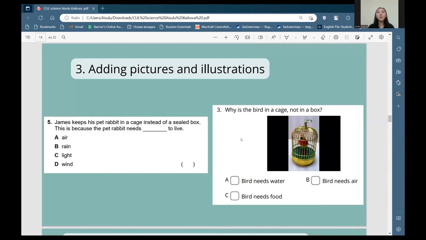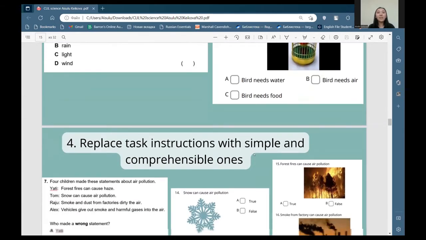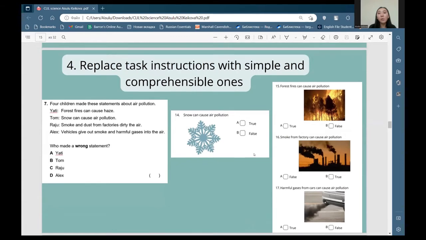So in order to eliminate all these distractors, let's say, again, a simple question: why is the bird in a cage, not in a box? A bird needs water, food, or air. Since this is the topic about air, they can guess this is mainly because of the air. So this is about adding illustrations to make them easier to understand. Another way of simplifying questions, as I said, is adding pictures and dividing them into simpler ones.